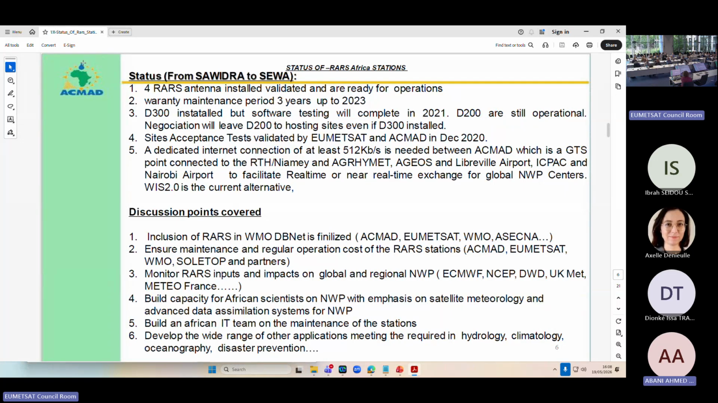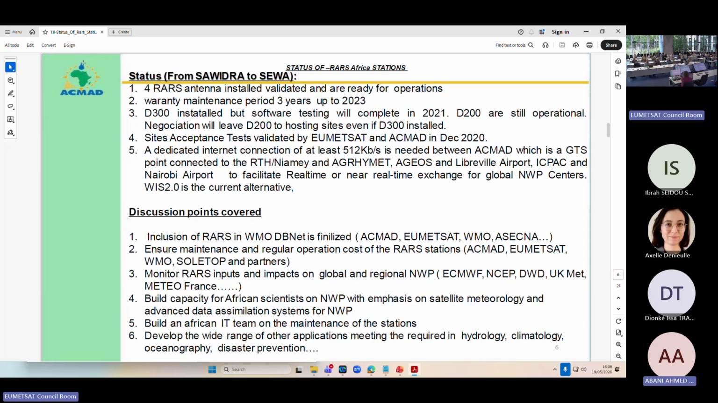So this is a bit of summary with the 4 stations installed, tested, and validated. The negotiation gave us about 3 years warranty after the end of the installation, which led us up to 2023. The equipment were guaranteed. We have also gone through some upgrade of equipment because the installation were done with the demodulator 200 and the demodulator 300 have just been installed when the warranty period ended.